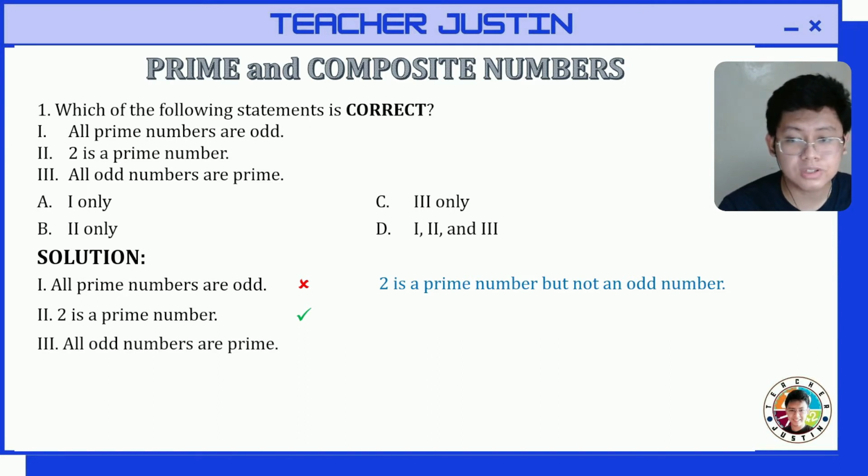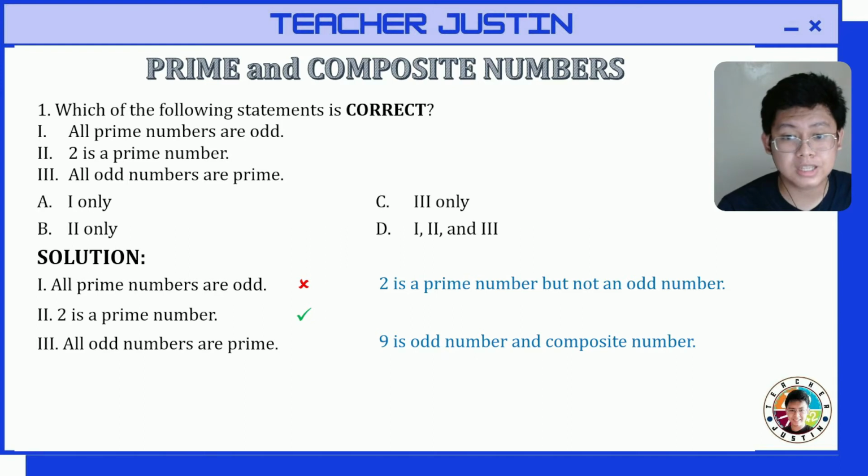So next, punta naman tayo kay third item. All odd numbers are prime. So tulad nga ng sinabi ko kanina, most of the prime numbers are odd. Pero hindi ibig sabihin nun ay lahat ng odd numbers ay prime. So for example is 9. 9 is an odd number and composite number kasi may factor siya ng 3 times 3. Therefore, this third statement is incorrect. So to answer this item, isa lang yung tama na statement and that is letter B, 2. The second statement. Ayan. And that's it.